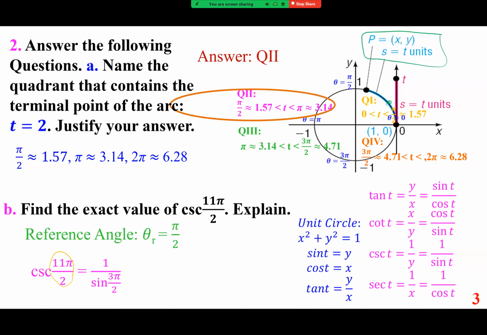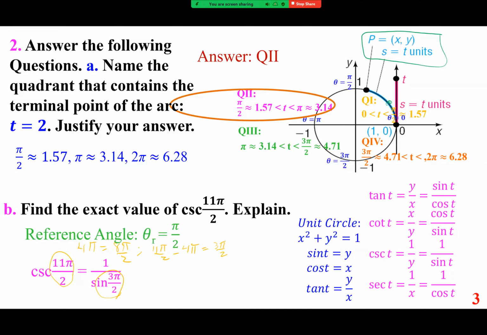Remember, we want to take out multiples of 2 pi. So I can take out 2 pi or 4 pi over 2 or 4 pi, which is equal to 8 pi over 2. Therefore, if I said 11 pi over 2 minus 4 pi, that gives me 3 pi over 2. That's how we get 3 pi over 2 here.